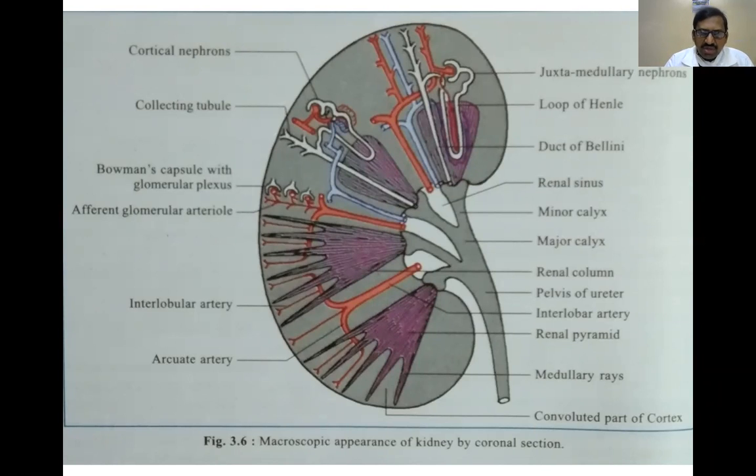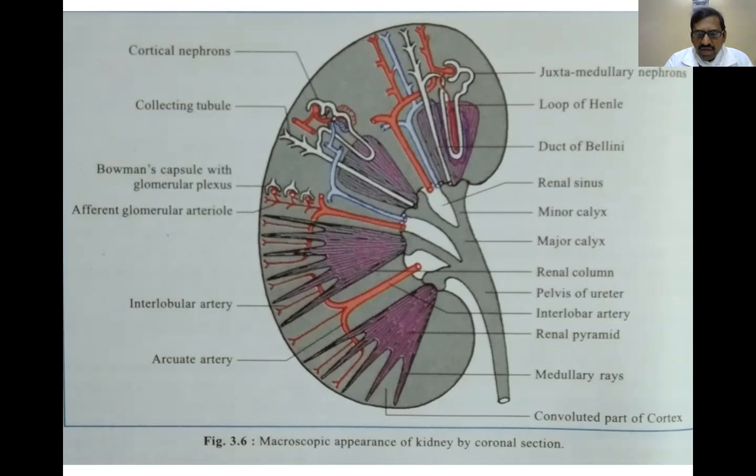And within the substance of the kidney there is another arrangement, the peritubular network. This is the low pressure system, meant for tubular reabsorption, selective reabsorption. Because of this there are two circulations: one is the major circulation, the high pressure circulation, and the other is the minor circulation, the low pressure circulation.